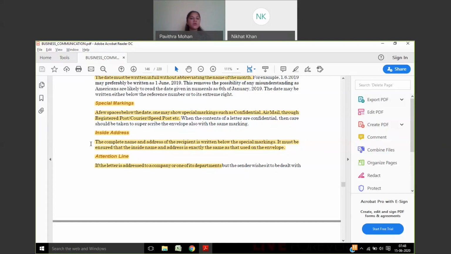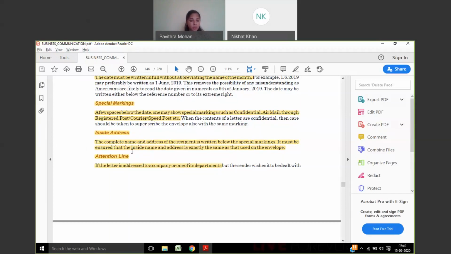After that, we go with the inside address. You would have known this from school, when you started writing letters. In that, after writing all these things, we will write it to, let's say, our college principal: to the principal, college name and address, followed by the place where it is situated. For all these things, the inside address becomes important. We write it as To, and after that, the complete name and address of the recipient is written below the special marking.